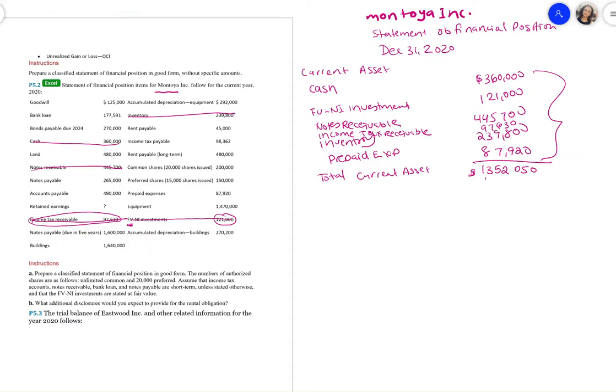The next one is property, plant, and equipment. We're going to start with the land, and the land is 480,000, and land doesn't depreciate, we know that. So the next one we have is a building. No, land is gone, so building is 1.6 million.